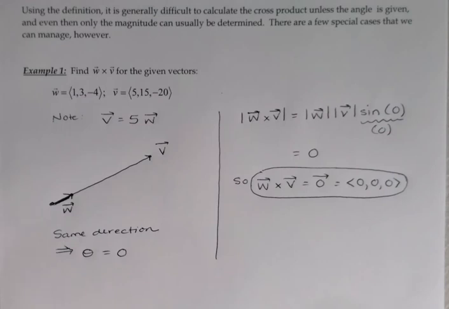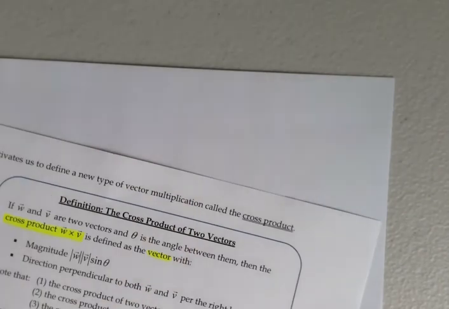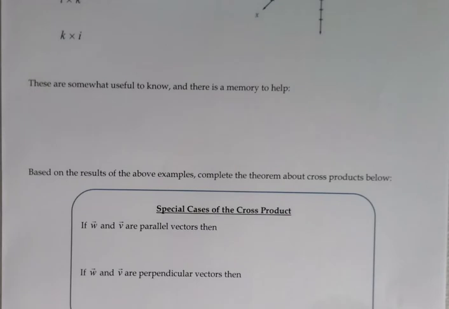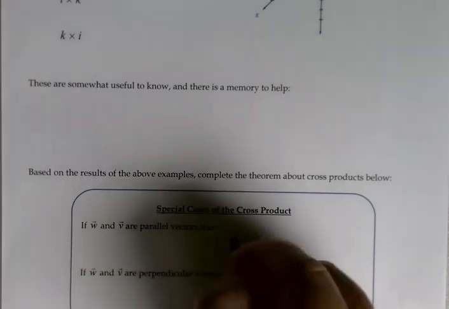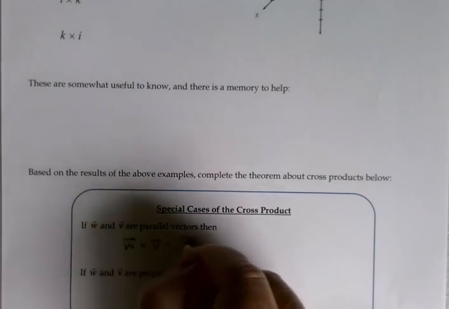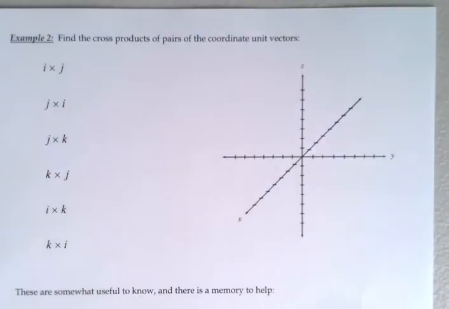On the next page, we have a little place where we can talk about the special cases of the cross product. Let's fill that in right now. It's actually at the bottom of the page. We'll come back up to the top. If W and V are parallel vectors, same or opposite directions, then W cross V is always going to give us the 0 vector because of that sine theta term being 0. We'll come back and talk about the perpendicular situation after we do example 2 at the top of this page.